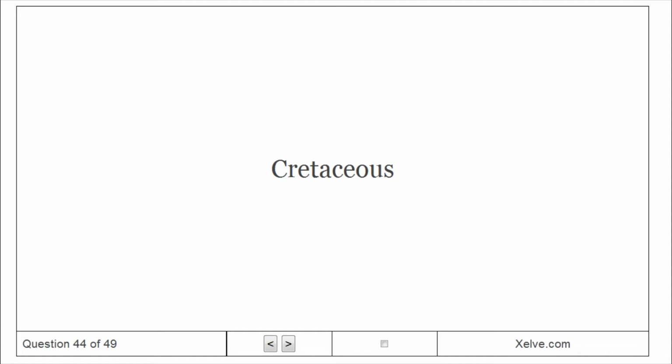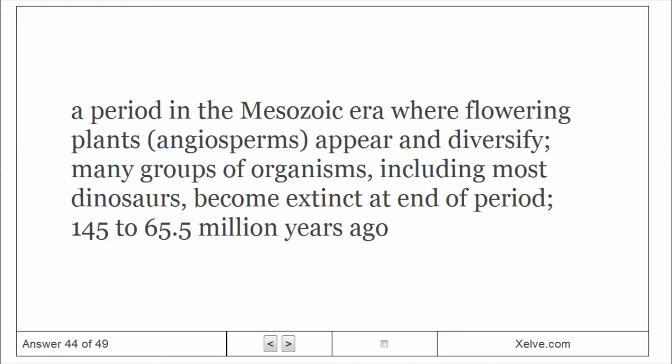Cretaceous, a period in the Mesozoic era where flowering plants, angiosperms, appear and diversify. Many groups of organisms, including most dinosaurs, become extinct at end of period, 145 to 65.5 million years ago.